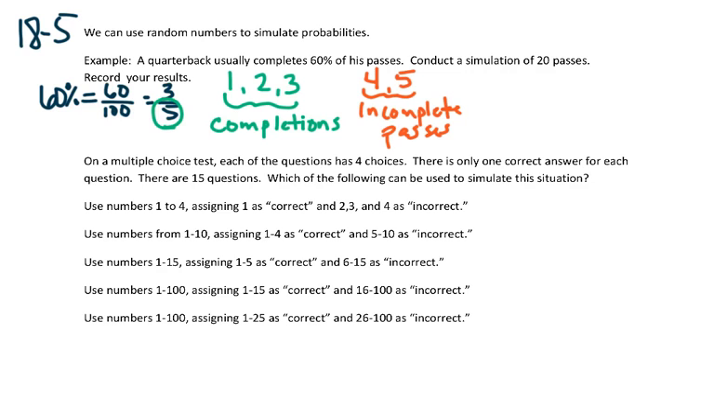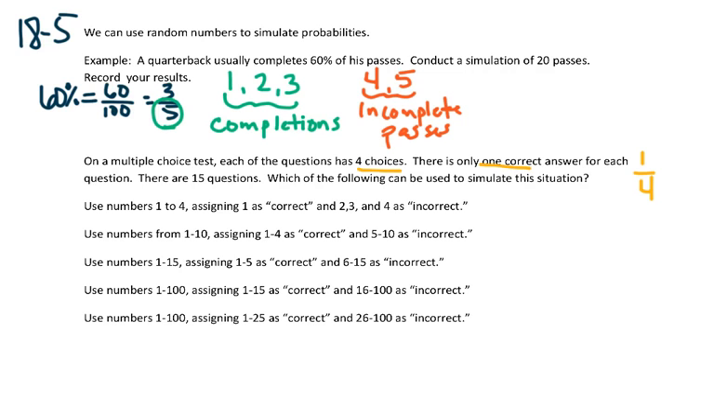It says on a multiple choice test, each of the questions has 4 choices. There is only one correct answer for each question, and there are 15 questions. Which of the following can be used to simulate the situation? So the first thing I need to identify is the probability of getting something correct. So I have 4 choices, and there's one correct answer. So the probability of getting it right is 1/4.